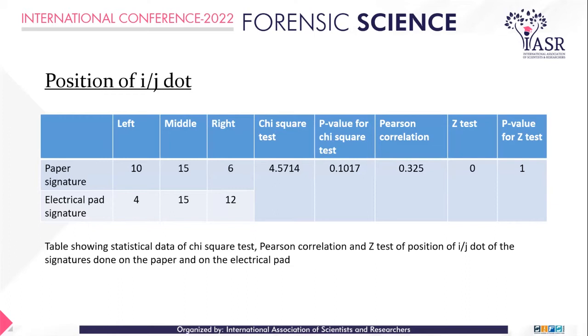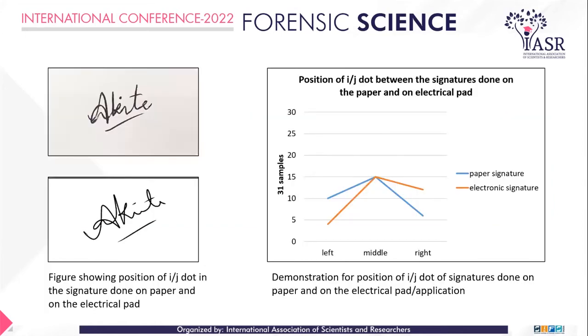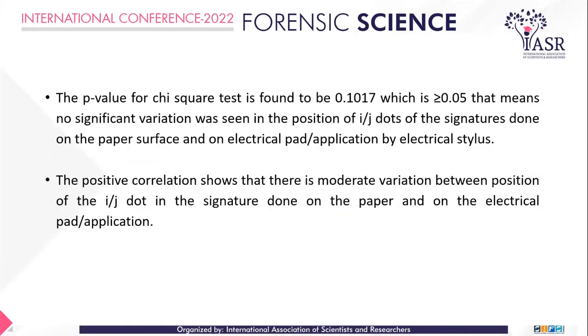And this is for the position of I dot. Here the result is that the chi-square test is 4.5714, and the p-value for the chi-square test is 0.01017, which is more than the set significance value, that is 0.05. So there is no significant variation that can be seen statistically in this.